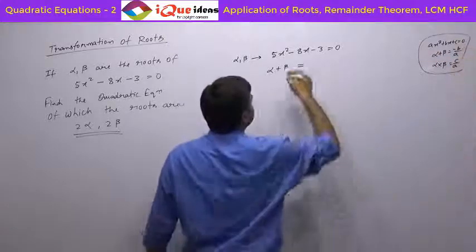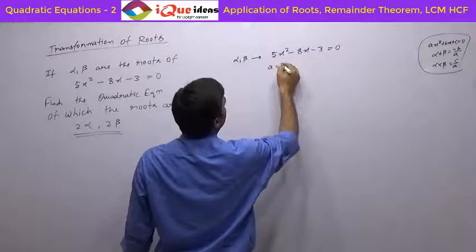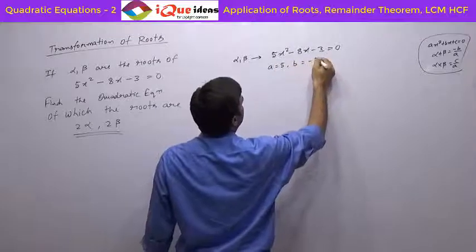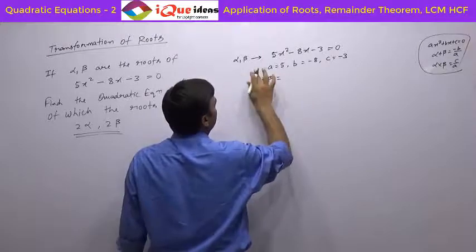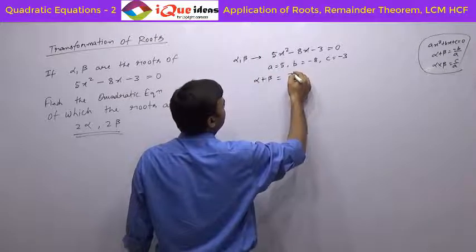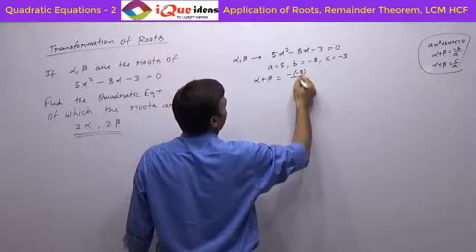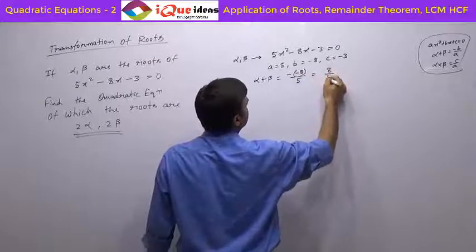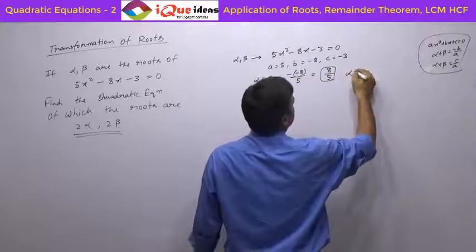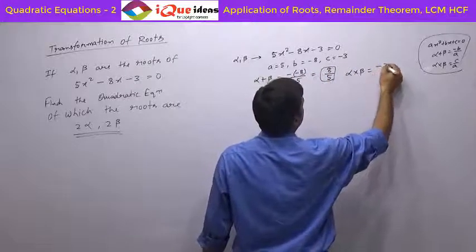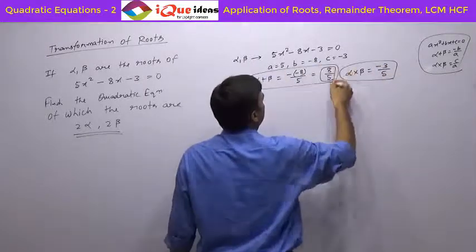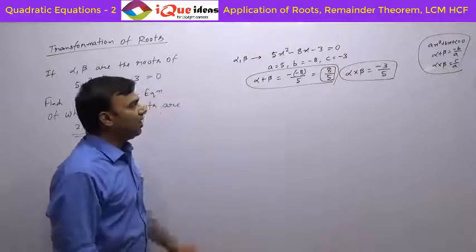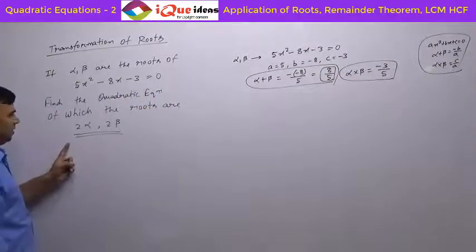So from here we can see that a is equal to 5, b is equal to minus 8, c is equal to minus 3. So sum of roots, that is alpha plus beta, will be equal to minus b by a, that is 8 by 5, right? And the product of roots alpha into beta will be c by a, that is minus 3 by 5, right? So this is the sum of root and this is the product of root. Now how does it help in our question here, right?